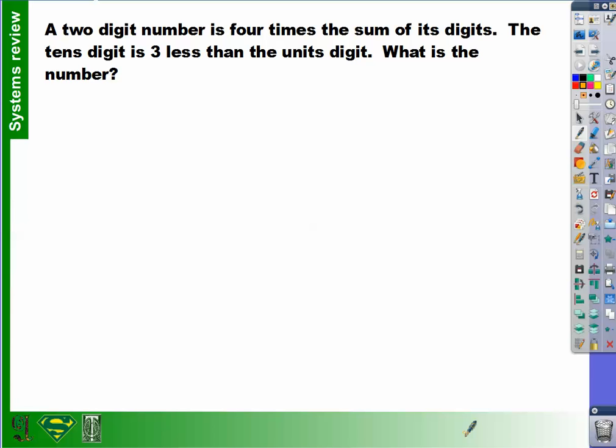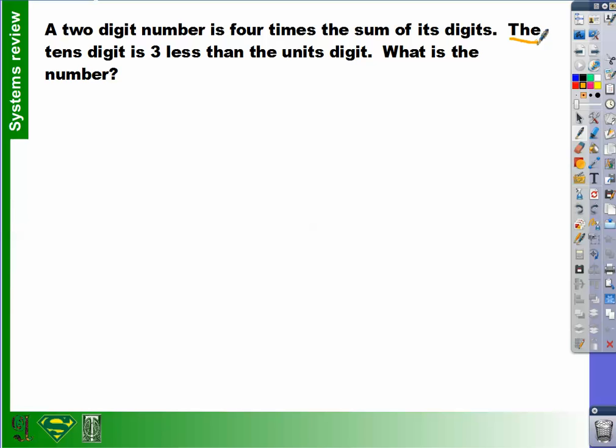And I know that the tens digit is 3 less than the units digit. So which digit is larger, the tens digit or the ones? The units is bigger. This second sentence is far easier to translate into mathematics, so let's do that first. So how can I translate the tens digit is 3 less than the units digit?